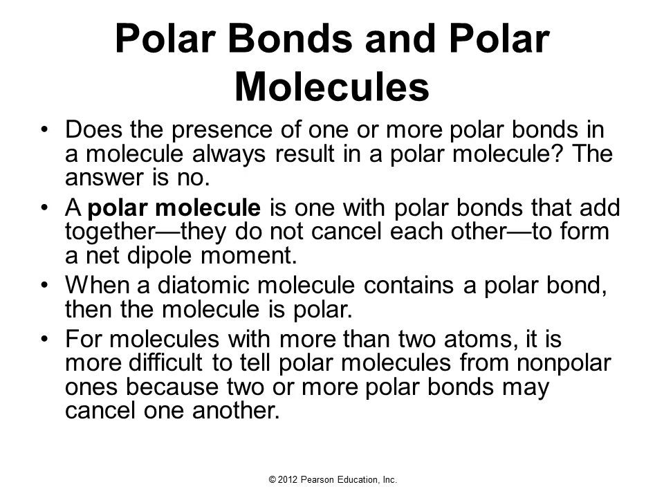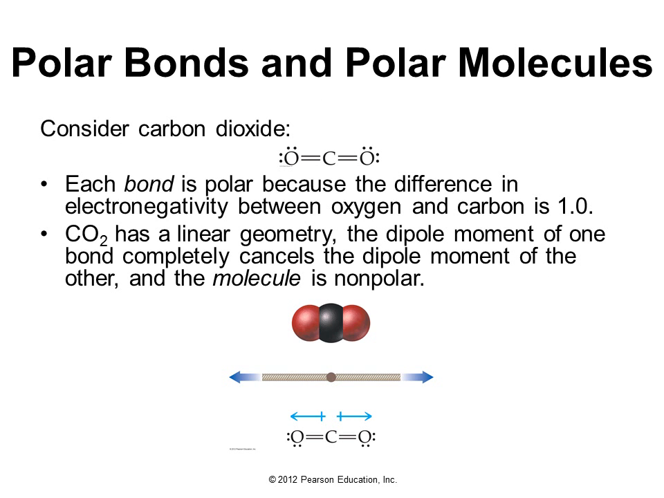For molecules with more than two atoms, it's more difficult. You have to tell the polar molecules from the nonpolar ones, because there might be two or more polar bonds, and they may cancel one another. Here's an example: carbon dioxide. This is definitely a polar bond between carbon and oxygen.